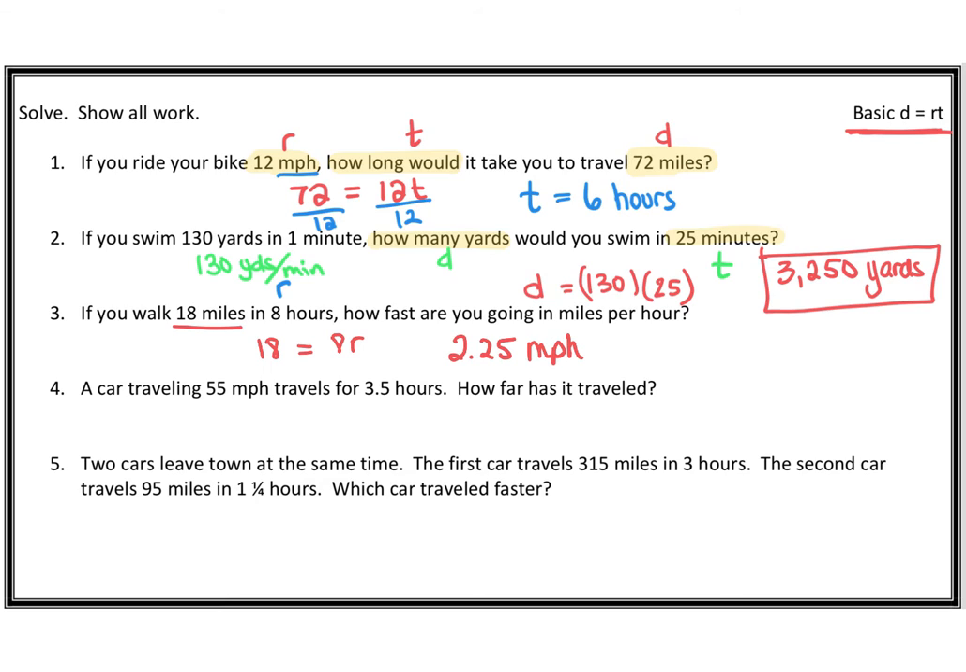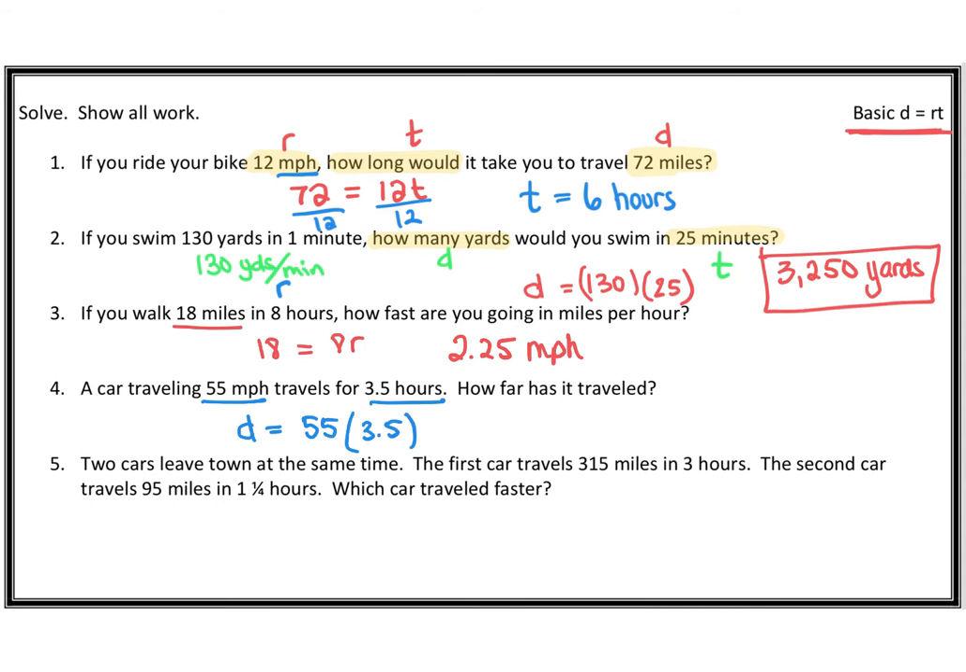All right, let's look at the next one. A car traveling 55 miles per hour for 3.5 hours. How far has it traveled? What did they give you? Distance, rate, time. What 2 did they give you? Rate and time. So distance equals rate times your time.